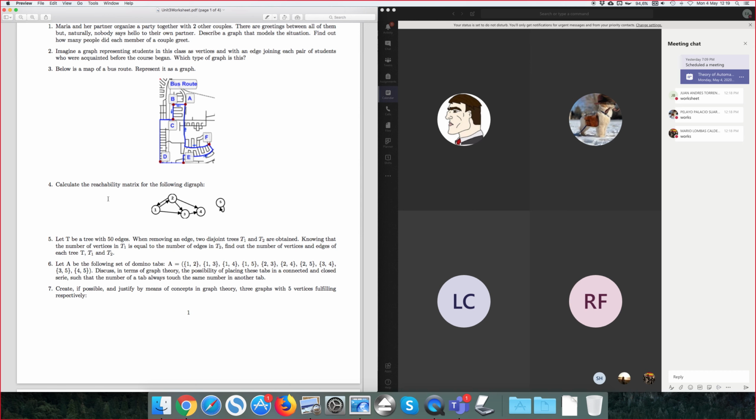Here we are asked to compute the reachability matrix for this graph. In order to do that, let me copy the graph. We need first to compute the adjacency matrix.